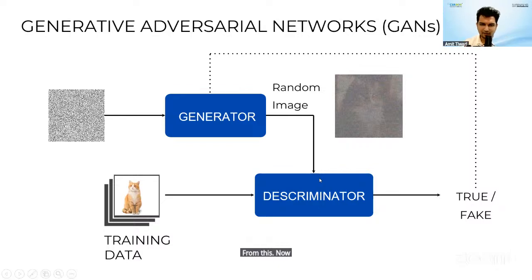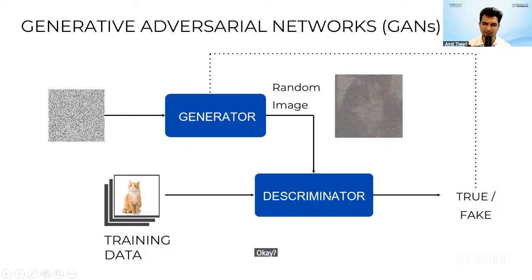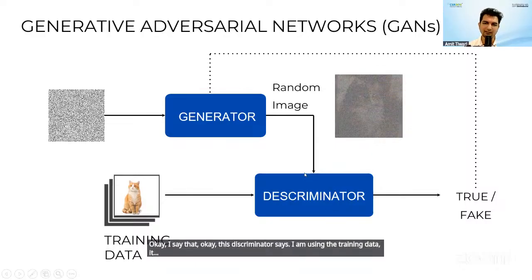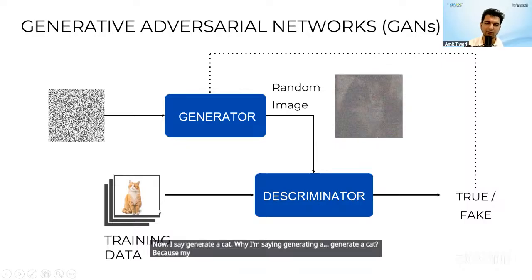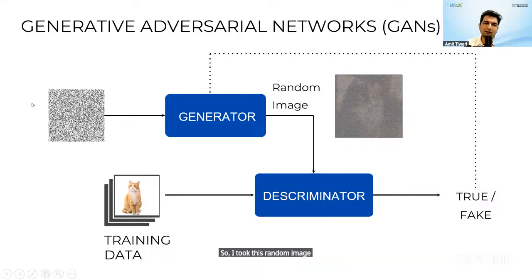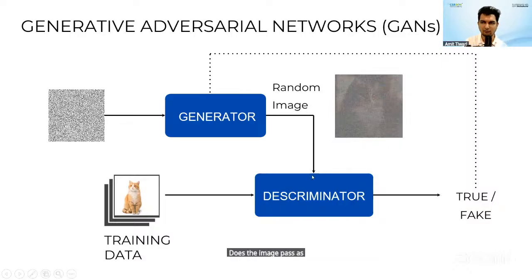Now we have a discriminator which we have trained to detect cat images. It uses the training data, so it knows what a cat looks like. It knows the features of a cat. It is trained to discriminate what a cat is. Now I say generate a cat. Why am I saying generate a cat? Because my discriminator is trained on cat data only. It can only judge things it is trained on. So I took this random noise and generated a random image, and I went to the discriminator and asked, does the image pass as a cat or not?